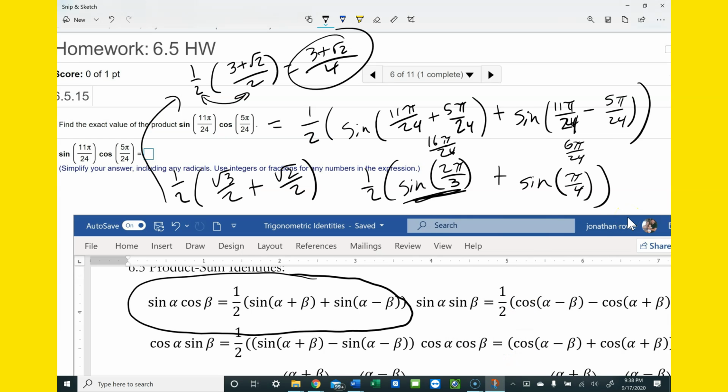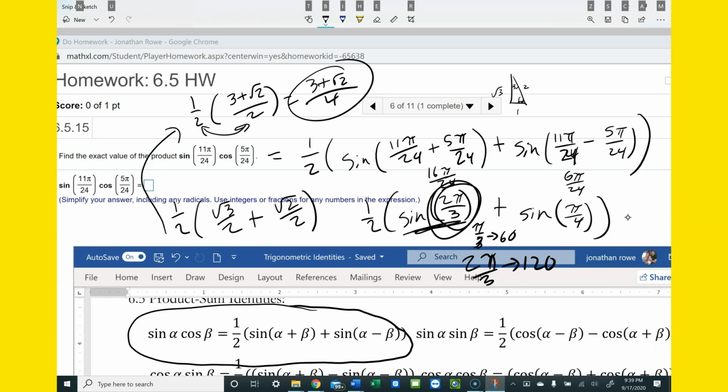2 pi over 3 is not 60. Pi over 3 is 60. 2 pi over 3 is actually 120. But sine of 120 is the same thing as sine of 60, because we've got quadrant 1 and quadrant 2, and sine of both of those quadrants is still positive.